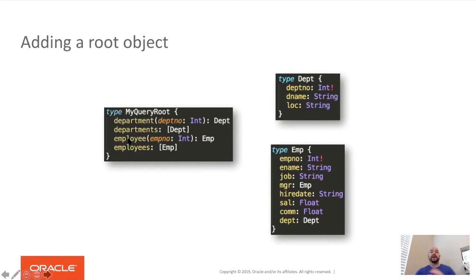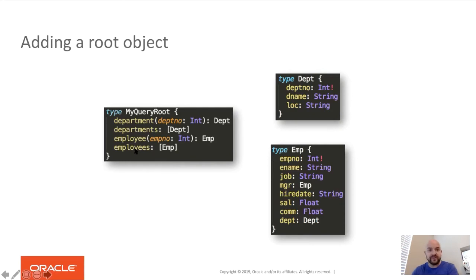But hey, maybe I'll have this department type because it's a part of the employee type, but I don't want to allow anyone to directly query departments. That's fine. I could eliminate these two lines here, and then my queries would only be employee and employees.